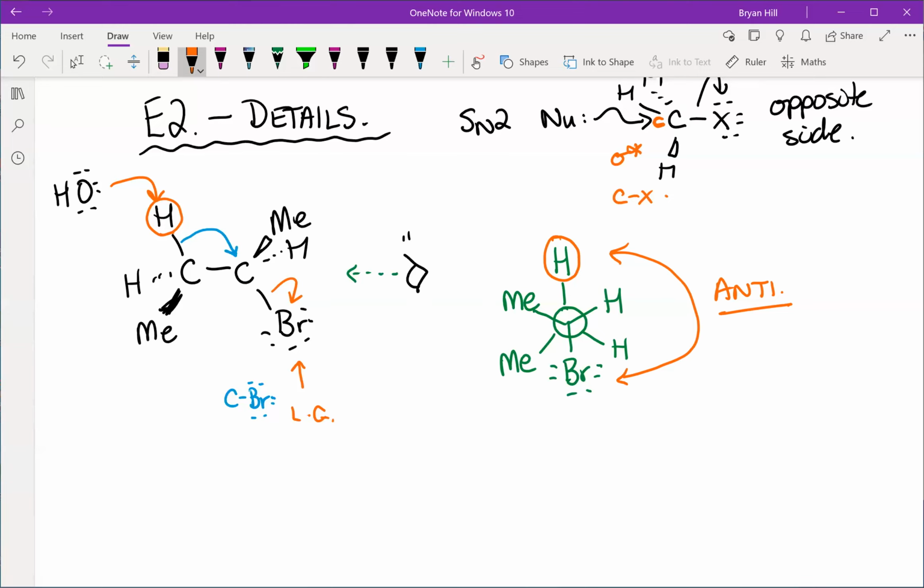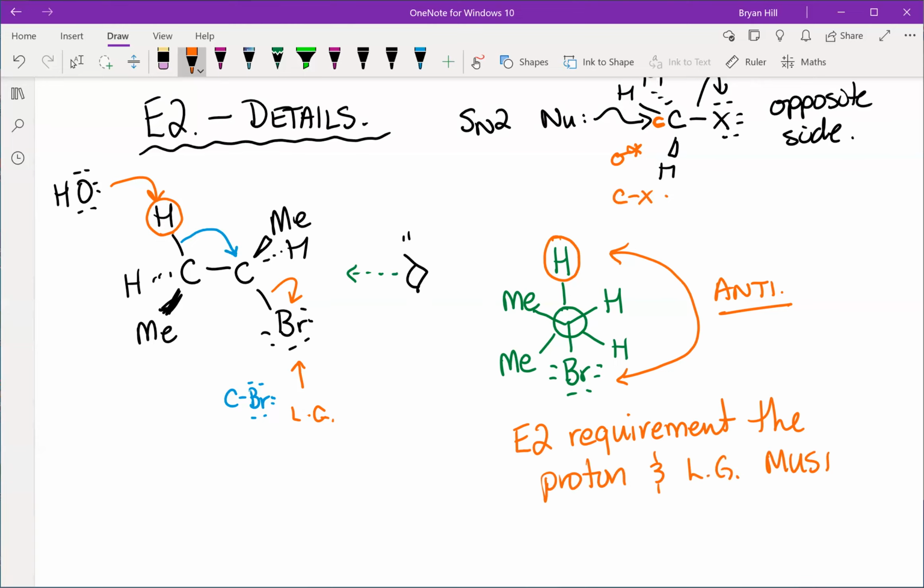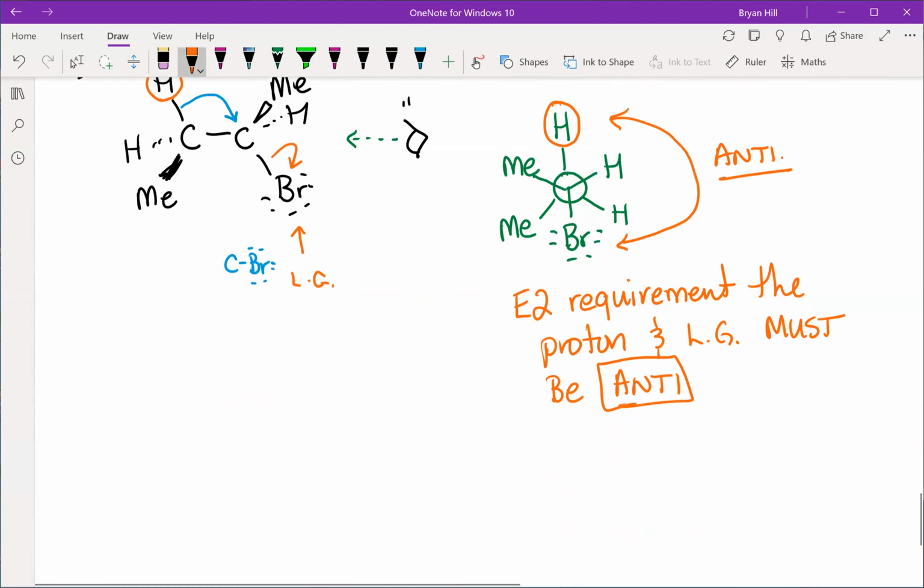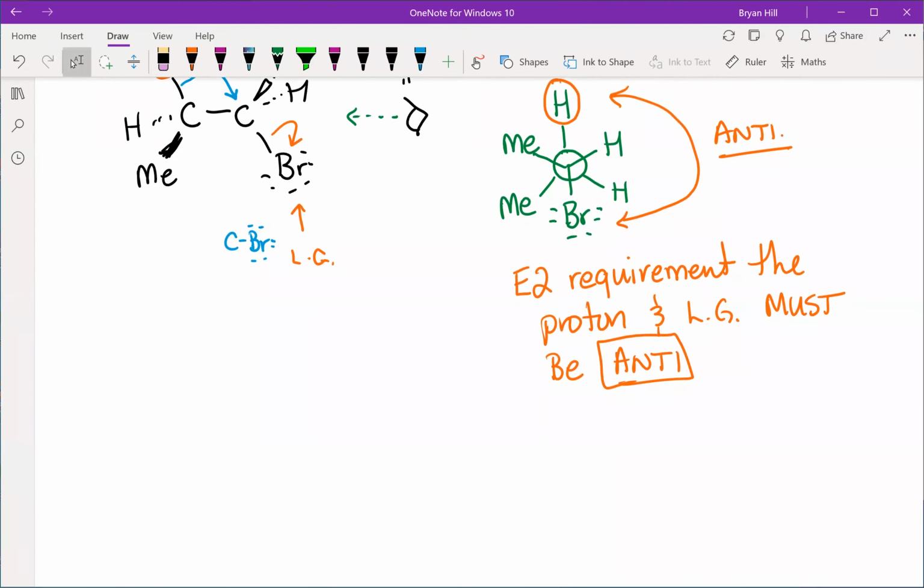So the requirement for an E2 elimination reaction is that the proton and leaving group must be anti. So they have to be on opposite sides. Now there's a higher energy one where the proton can be removed. So this would be the low energy. The higher energy version of this would be as follows.